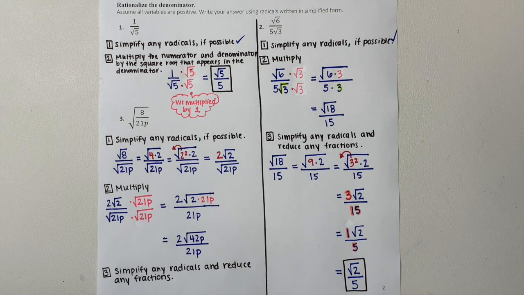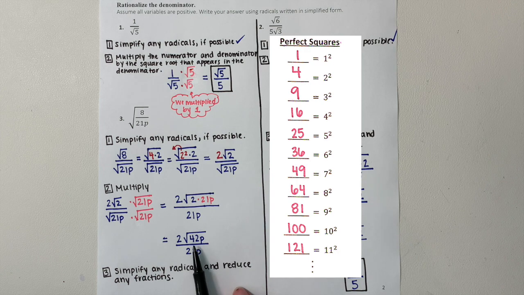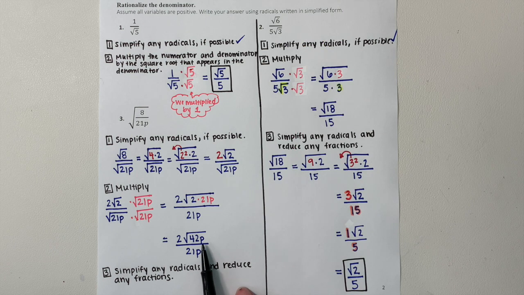For step 3, you just want to check to see if you can simplify any further. Can we simplify any of the radicals? Well, let's see. 42 is not a perfect square, and there are no perfect squares other than 1 that multiply evenly into 42. Same with p. P is not a perfect square, and there are no perfect squares that multiply evenly into p. So this radical can't be simplified any further.